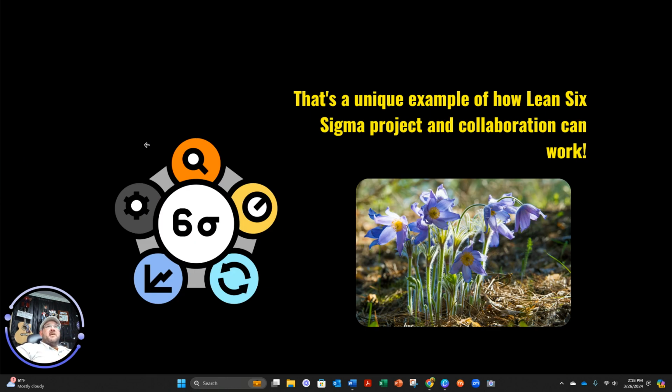Now, Sally's Flower Shop was a very unique example of how a Lean Six Sigma project and collaboration can work. Overall, when Sally focused on what means the most value to her customer, or listened to the voice of the customer, she was able to create a better quality product for her customers. Her flower shop grew and flourished, and she was able to expand her operations.